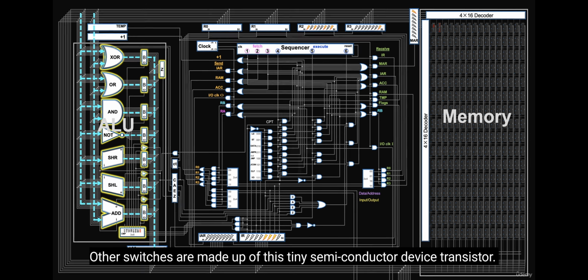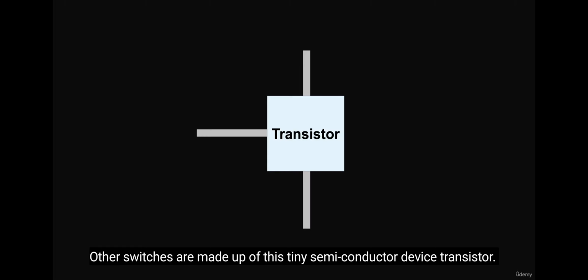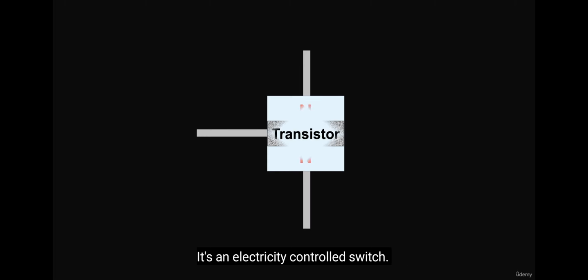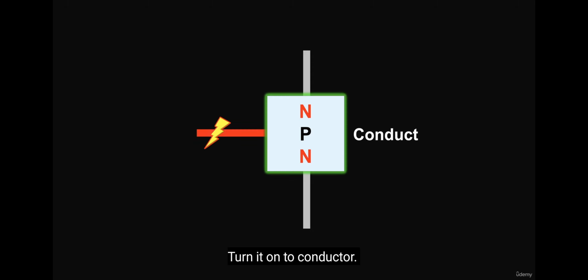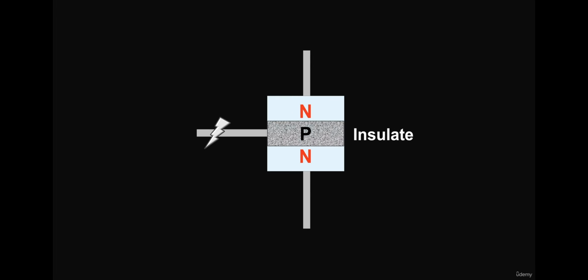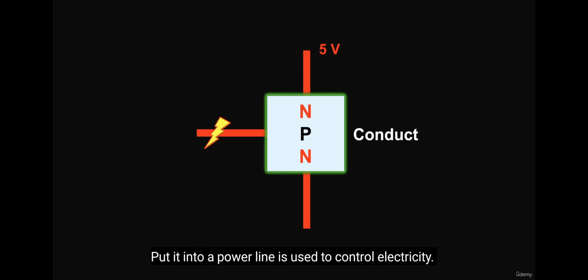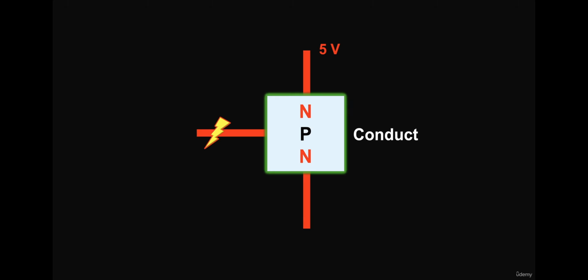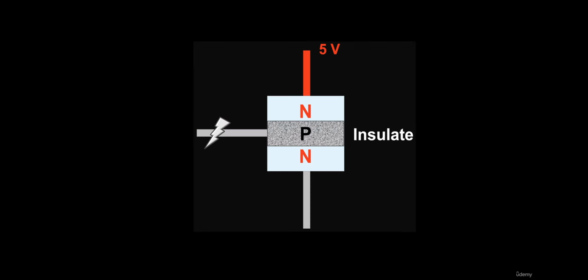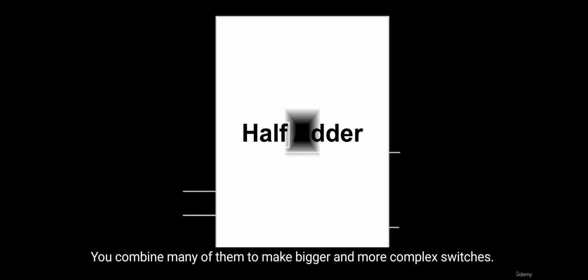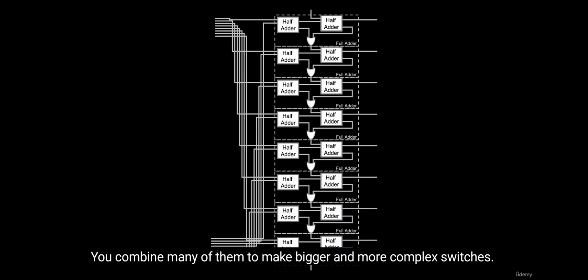All these switches are made up of this tiny semiconductor device, the transistor. It's an electricity-controlled switch. Turn it on, it's a conductor. Turn it off, it's an insulator. Put it into a power line, and it's used to control electricity. You combine many of them to make bigger and more complex switches.